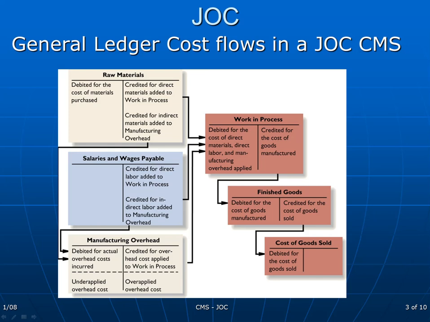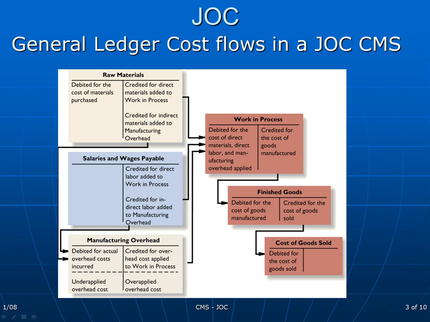We need to always be thinking about this in terms of three things. Number one, what is happening operationally? Number two, how is that going to be handled by my costing system? And that's going to, of course, depend on what my costing system looks like.